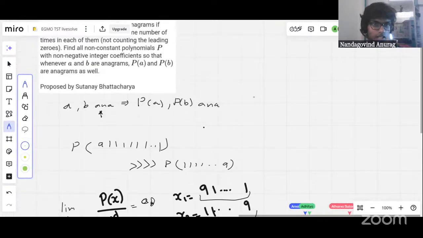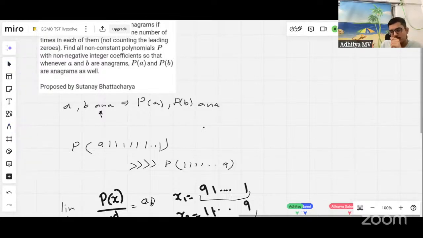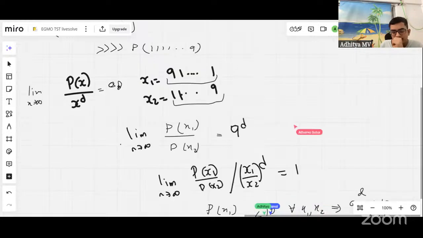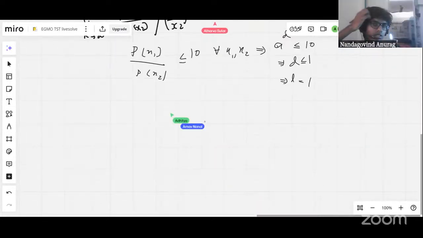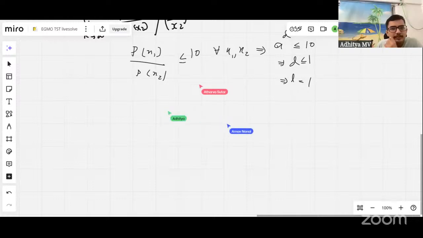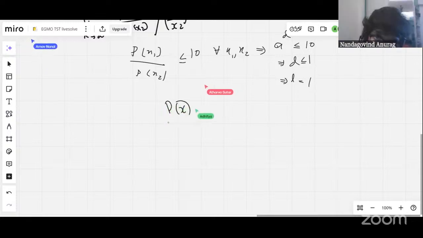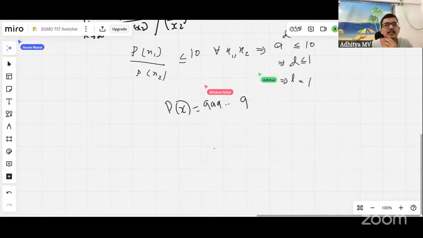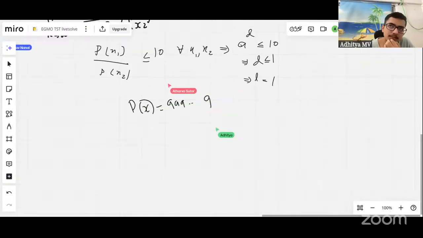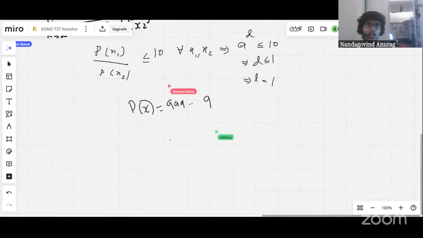With non-negative integer coefficients. Okay, we can also look at numbers like these. For example, if p of x has all the same digits, if p of x is equal to 9999999, for example, x can't have any anagram, so x must have all the same digits as well.